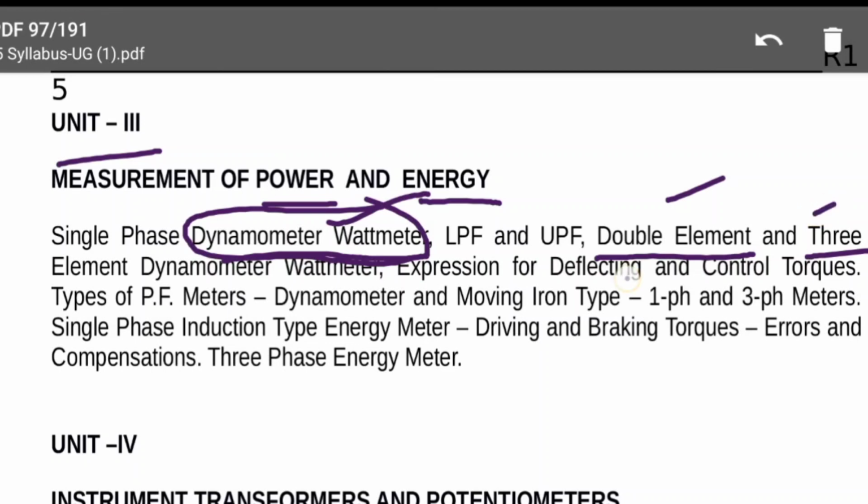And 2 marks questions may come from what are the errors in wattmeter. What is the error due to pressure coil inductance? How to reduce the error in wattmeter? And torque equations. For every instrument you must write the torque equation, then only you will get 10 marks. Out of 10 you will get 8 to 9 marks.